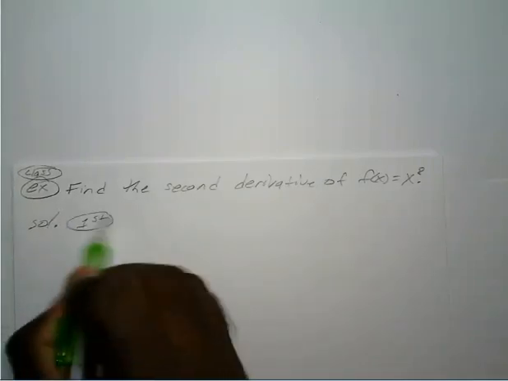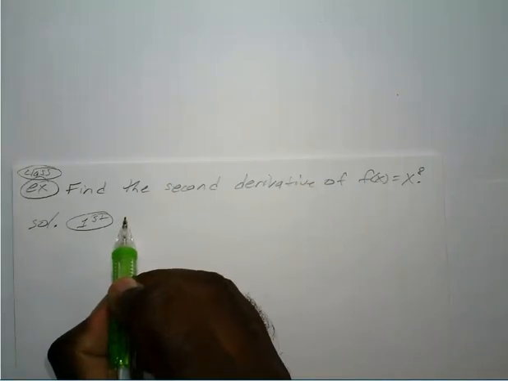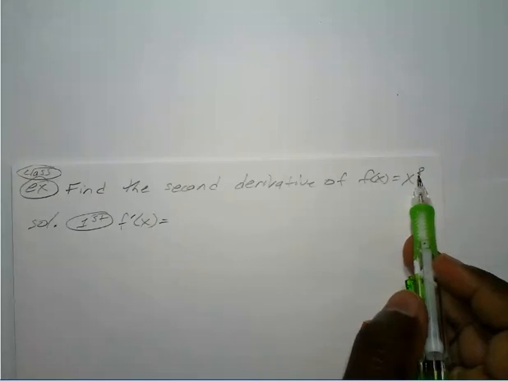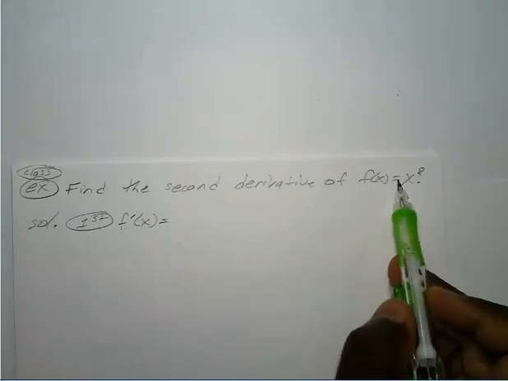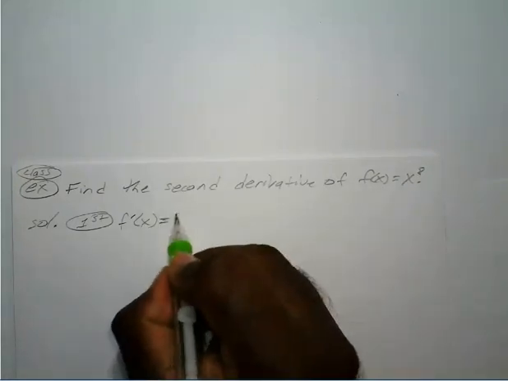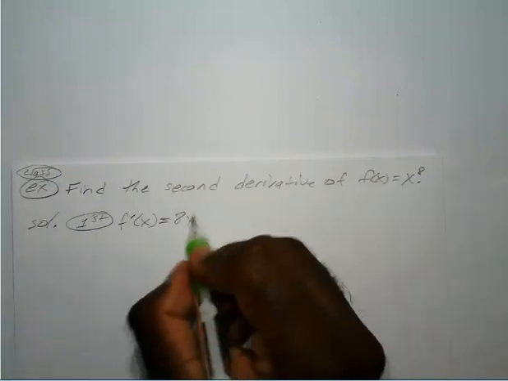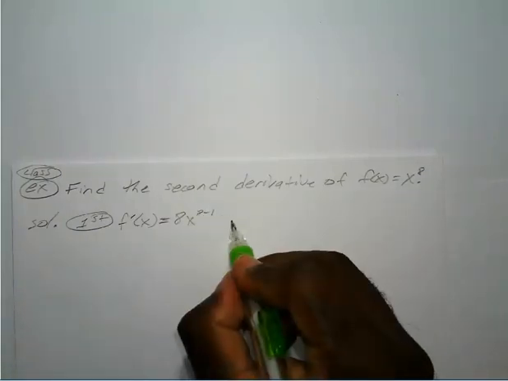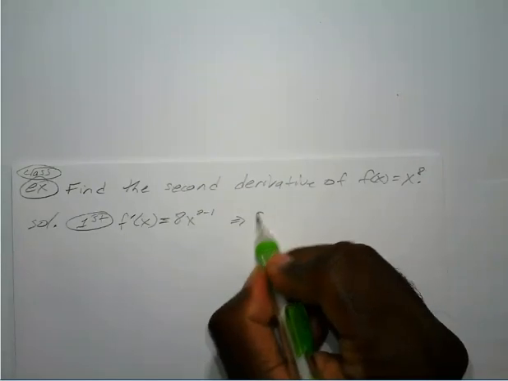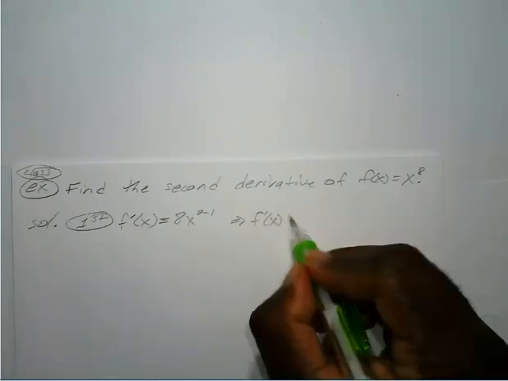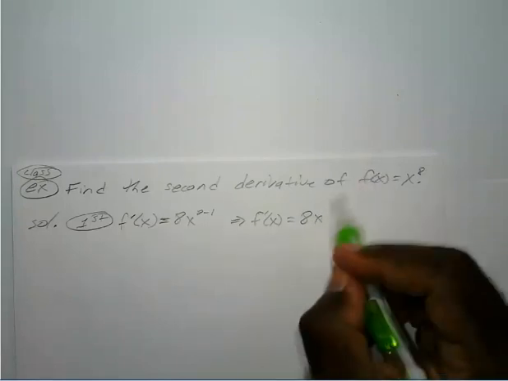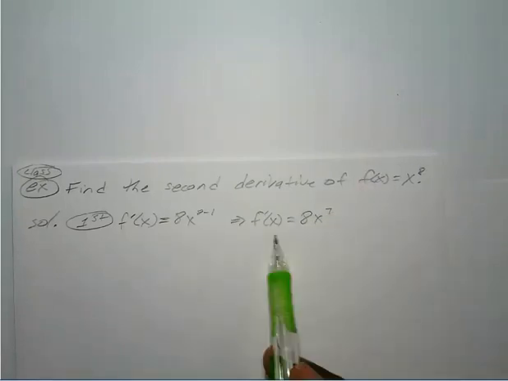The first thing you do, find your first derivative. f of x is x to the 8th power, so we bring down that exponent. So you have 8x, and then we subtract 1, 8 minus 1. So that means your first derivative is equal to 8x to the 7th power.